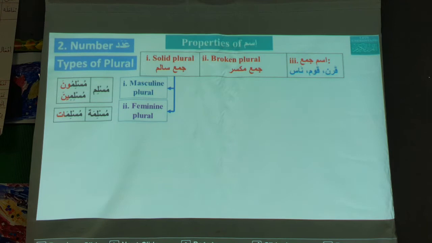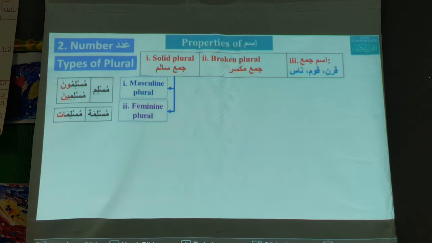Could be a generation as well. Generation as well as. Town is Qarya. Qarya, yeah. Generation. Nas, the people. People is also a plural or jama. So these kinds of words that represent a group of people, a group of things, those are also plural. These are called ism jama, or collective nouns. Collective nouns, yeah.